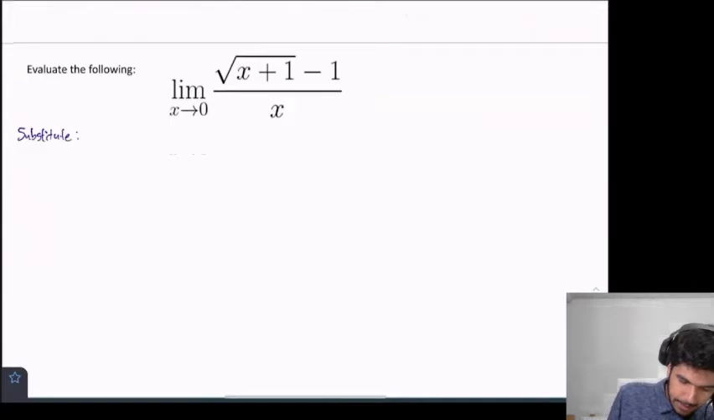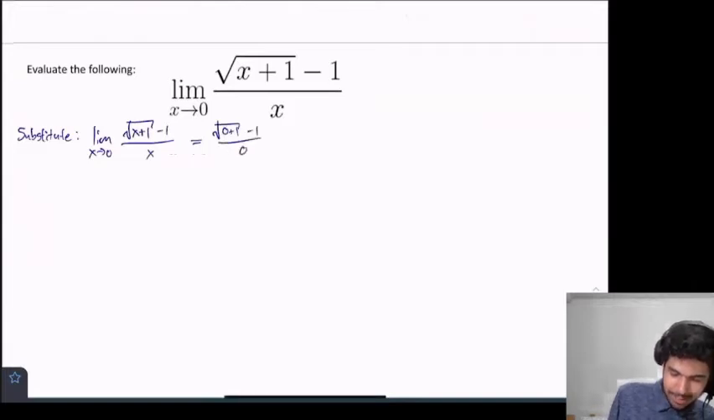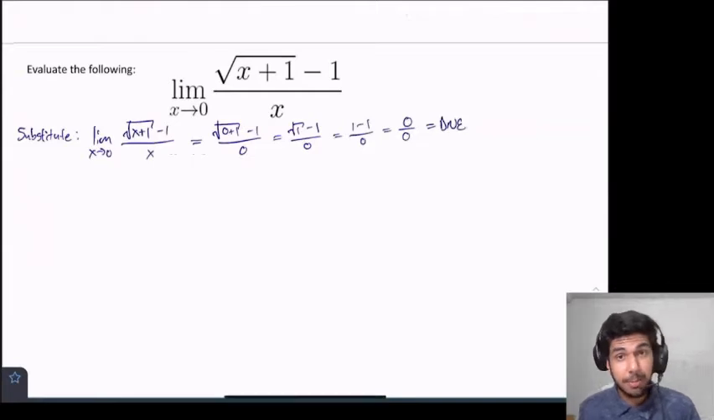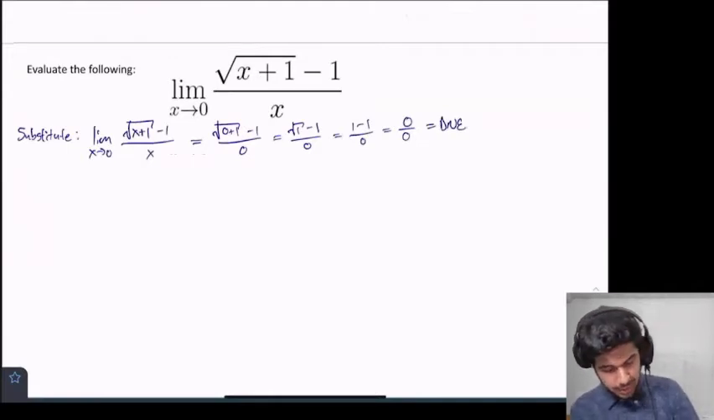Substitute, right? So the limit as x approaches 0 of the square root of x plus 1 minus 1 over x. Well, we're saying this is equal to the square root of 0 plus 1 minus 1 all over 0. And we can see we're going to run into errors very quickly because of the denominator. But if we simplify this further, we get 0 over 0, which does not exist. And it is very possible for limits to not exist. That is an acceptable answer to a limit. But we have to do some other things to make sure that we are certain that the limit does not exist. And for this one, there are things we can do.